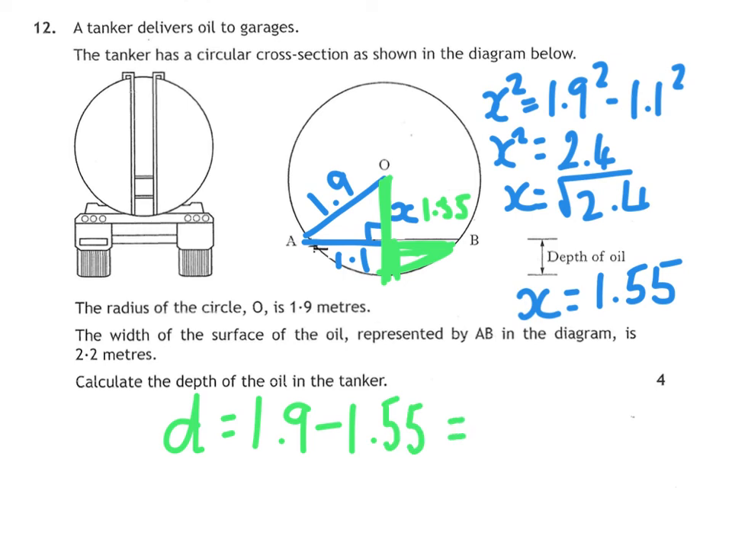So remember, the 3 scenarios are: height of a tunnel is add to your radius, depth of liquid, take away from your radius, and if it wanted width of liquid is when you double. So this one is then just 1.9, take away 1.55 is 0.35 metres. Again, it would be okay to round that to 1.6 and say 0.4 metres.